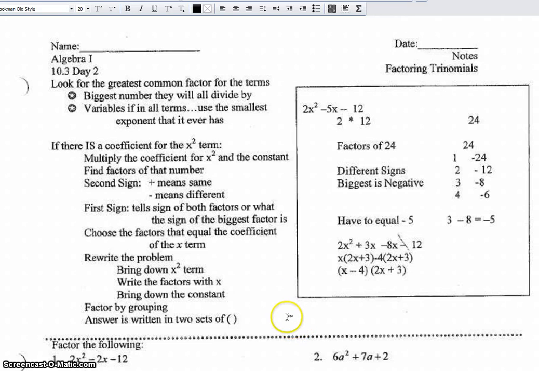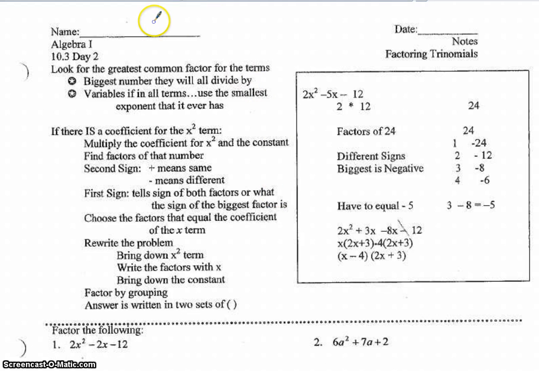This video is for Algebra 1. This is day 2 of factoring trinomials. A trinomial has three terms. The ones we factored before were x squared plus 5x plus 6. So we had 1, 2, 3 terms, but notice that the ones we did before did not have a number in front of x squared.